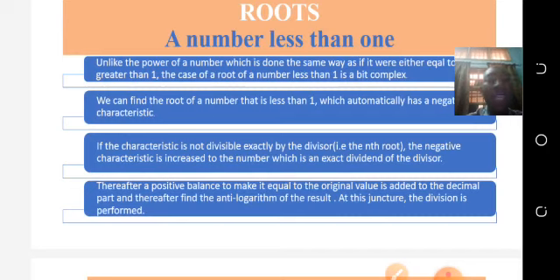Remember, if the characteristic is not divisible exactly by the divisor, that is the nth root, the negative characteristic is increased to a number which is an exact multiple of the divisor. That means when you want to divide under this, you must make sure that the divisor and the dividend are the same.